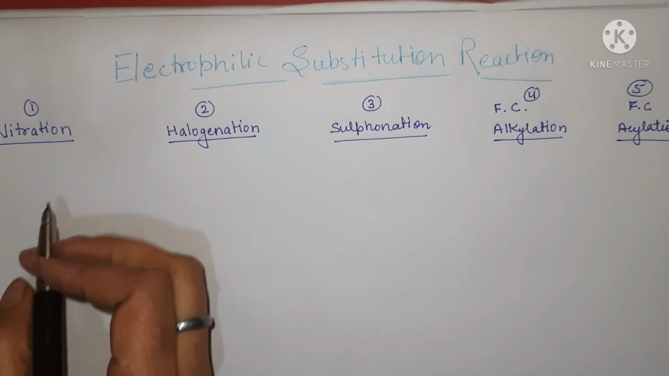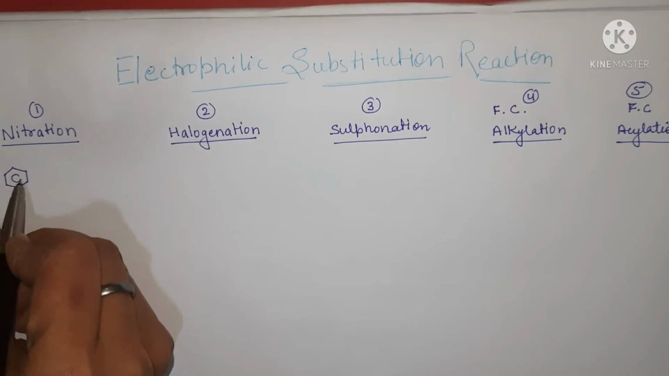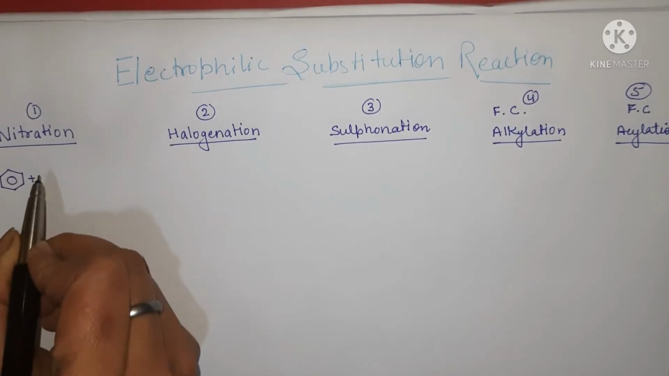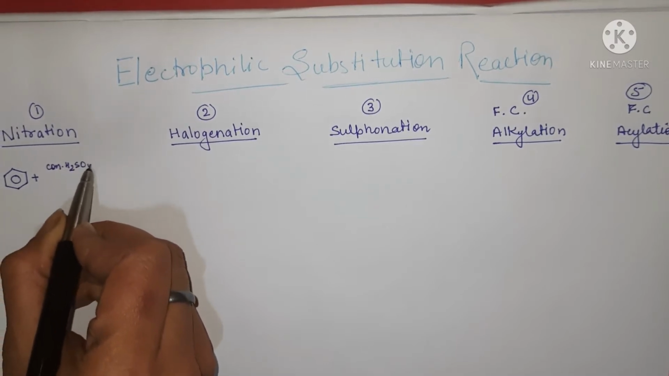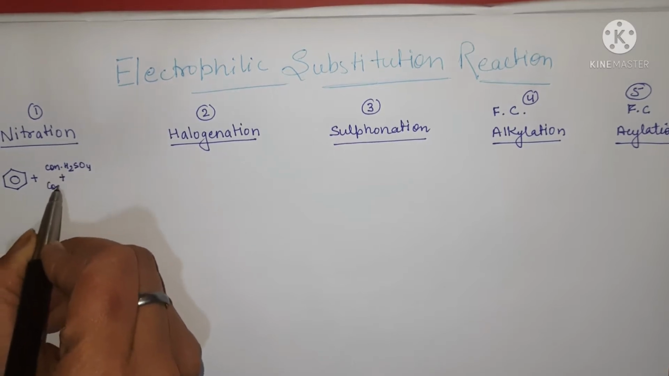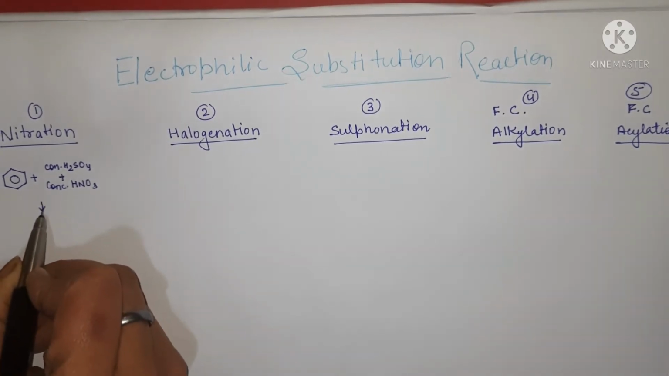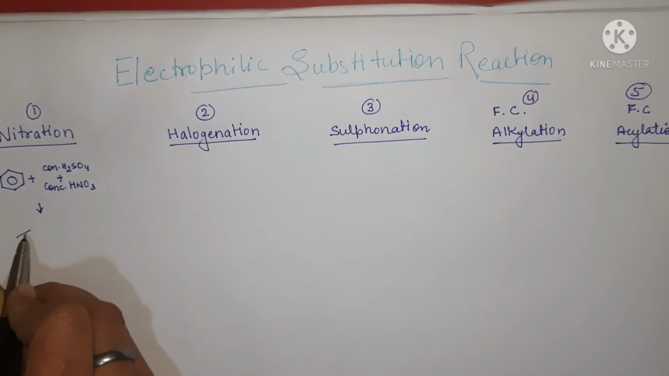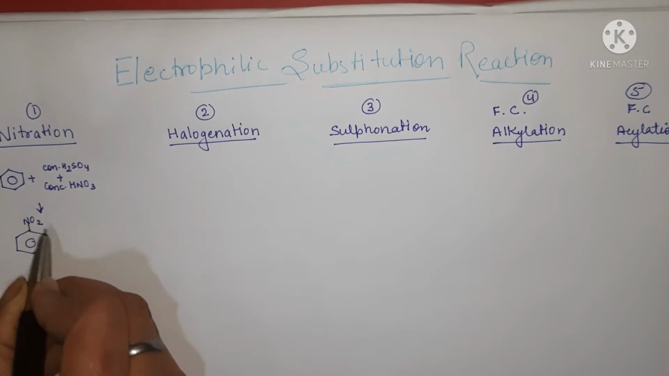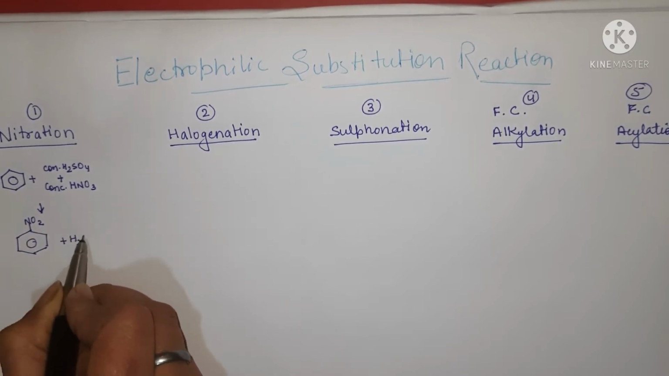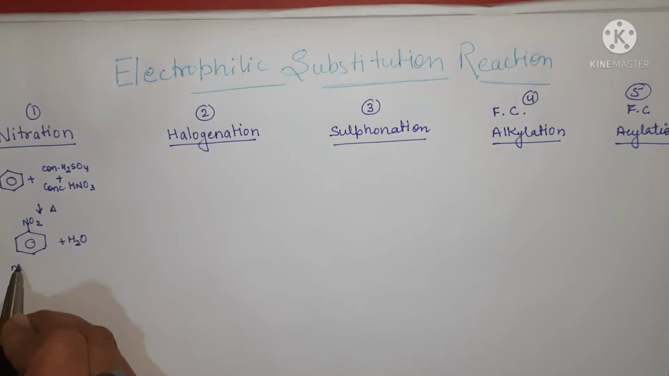The very first reaction is nitration. If we treat benzene with the nitrating reagent, which consists of concentrated H2SO4 and concentrated HNO3, nitric acid, this gives nitrobenzene and a water molecule, with a certain amount of heat. We get nitrobenzene.